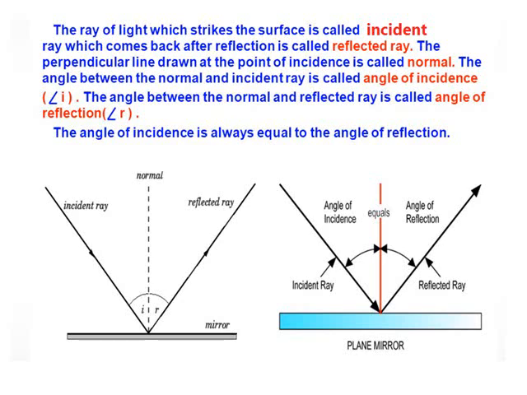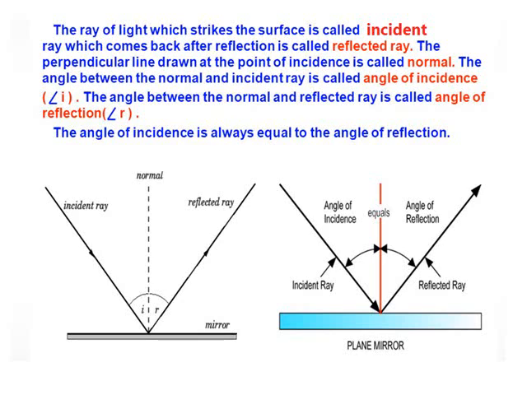Now let us see the definitions of these one by one. The ray of light which strikes the surface is called the incident ray. The incident ray which comes back after reflection is called the reflected ray. The perpendicular line drawn at the point of incidence is called the normal. The angle between the normal and the incident ray is called the angle of incidence. We denote it by the letter I. The angle between the normal and the reflected ray is called the angle of reflection. We denote it by the letter R.